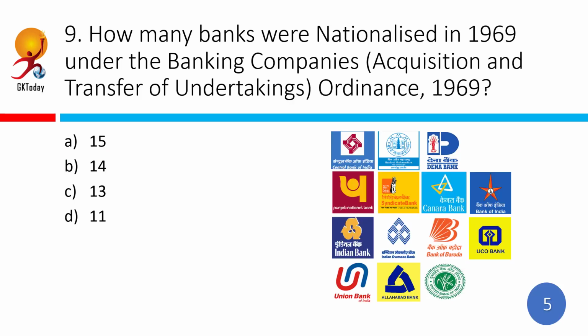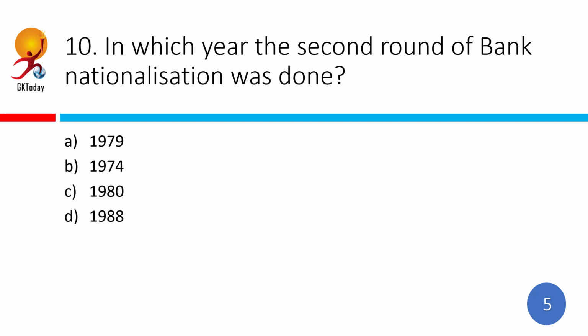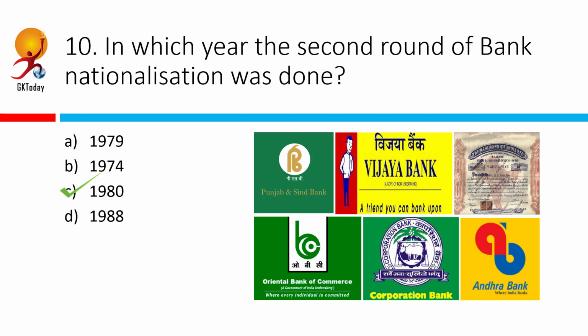How many banks were nationalized in 1969 under the Banking Companies Acquisition and Transfer of Undertakings Ordinance 1969? This is very easy. We have discussed this many times. I've already provided the graphics and the correct answer is of course 14. In which year was the second round of bank nationalization done? This again we have discussed a few times. And the correct answer is 1980. The 6 banks were nationalized, among which New Bank of India was merged into Punjab National Bank.